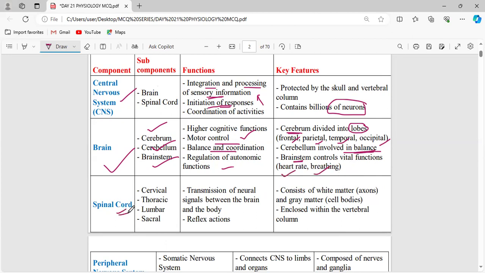Okay, and the spinal cord: what are the subcomponents present in the spinal cord? Cervical, thoracic, lumbar, and sacral vertebrae. The function performed by the spinal cord is the reflex actions. The neural signals between the brain and the body are transmitted with the help of the spinal cord. It consists of white matter and gray matter. The white matter denotes the axons, and the gray matter is related to the cell bodies. This spinal cord is enclosed within the vertebral column.